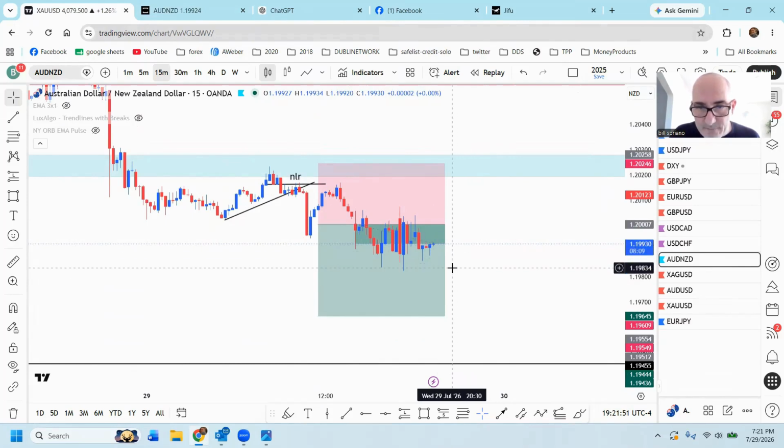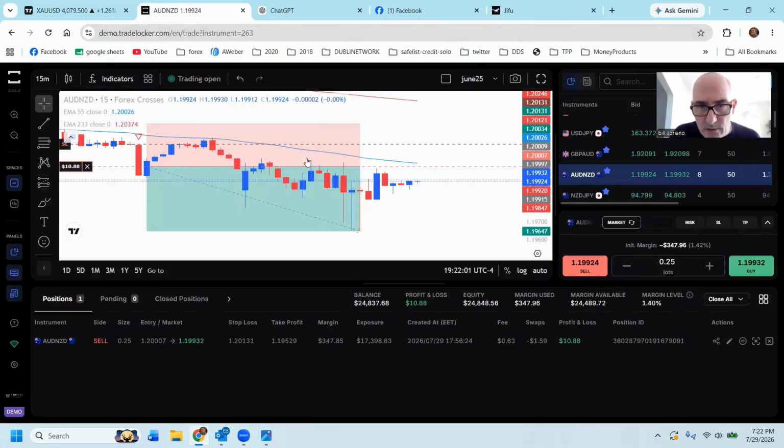That's a very, very big difference, right? Look at that again. 1.19824, and 1.19651. Okay, so that's a big difference in what happens there.